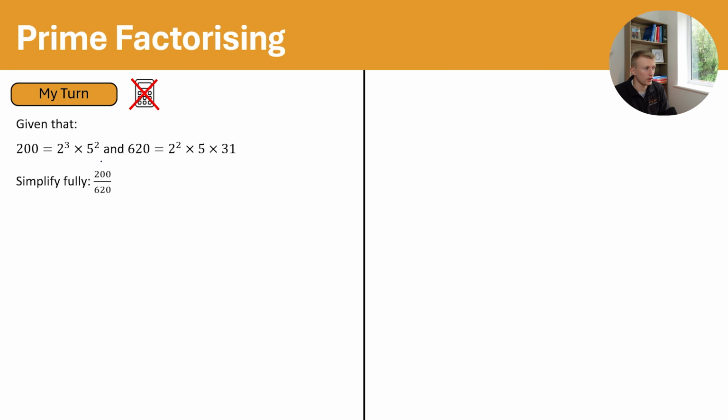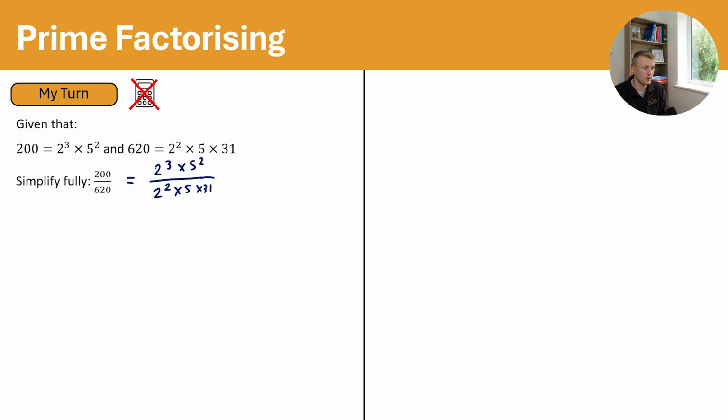In our next example, we're going to look at how we can simplify fractions using our prime factorized versions. Given that 200 is 2 cubed multiplied by 5 squared, 620 is 2 squared multiplied by 5 multiplied by 31, simplify fully 200 over 620. I'm going to rewrite my numerator 200 as 2 cubed multiplied by 5 squared. And I'm going to rewrite my denominator as 2 squared multiplied by 5 multiplied by 31.